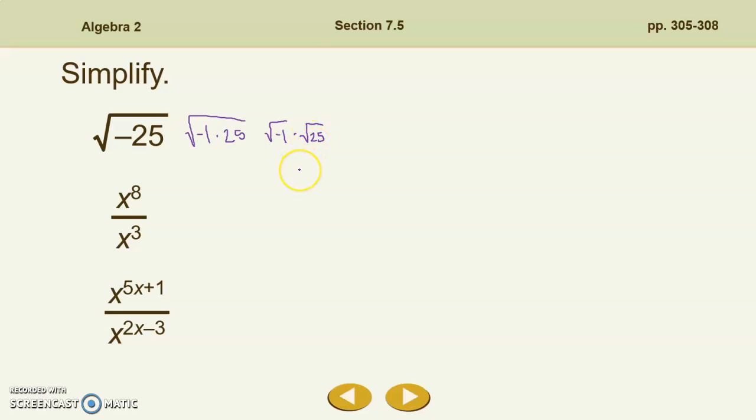The square root of -1 is i, and the square root of 25 is 5, and that simplifies to 5i. I'll try to write the other ones a little bit smaller.